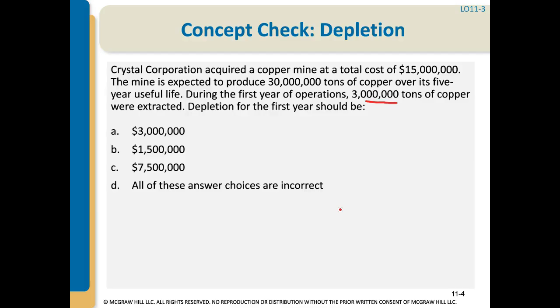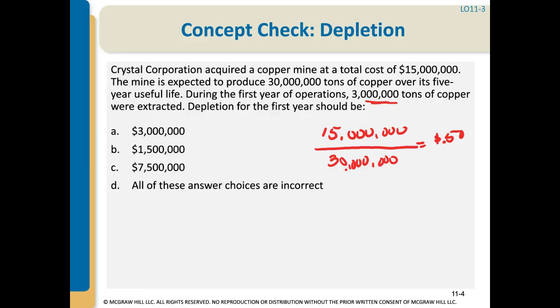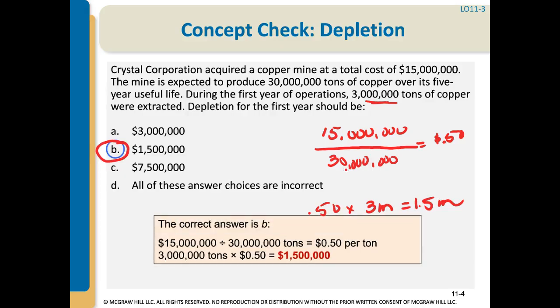Well, we're going to take our depletion cost, right, our depletion base, which we're told is 15 million, divided by the estimated number of units that will be extracted over its useful life, which we're told is 30 million, right? So that equals 50 cents per ton. And during the first year of operation, 3 million tons were extracted. So you do 50 cents times 3 million equals 1.5 million. So the depletion expense that we're going to take on our income statement will be $1.5 million.